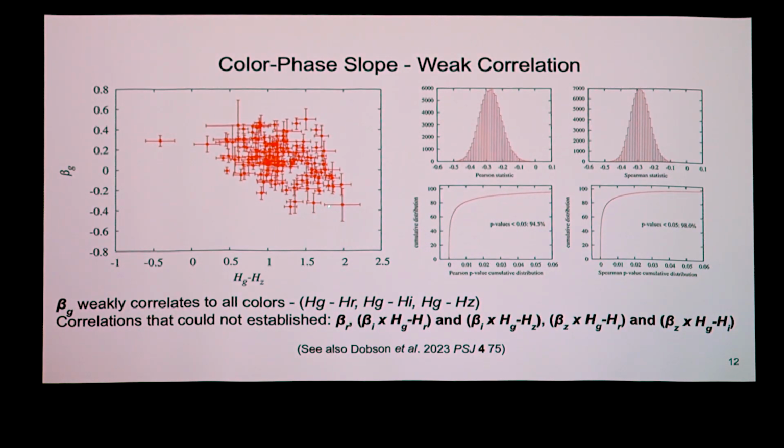Another weak correlation between the slope and color. Well, for the slope in the G-band, this slope correlates weakly to all these three colors, whereas we found no, at least from our data, no correlation with the slope in the R-band, and for the I and Z-band, there are correlations with these two colors each here, for the Z-band and for the I-band.